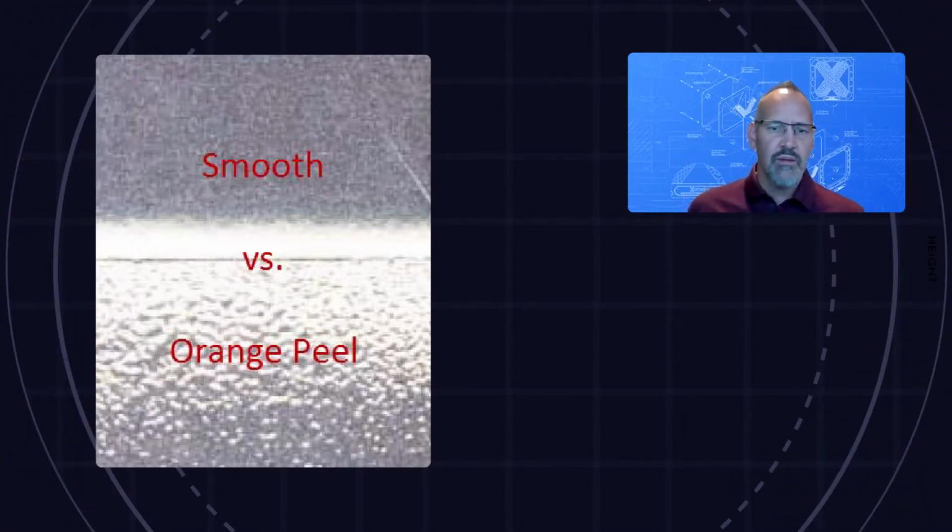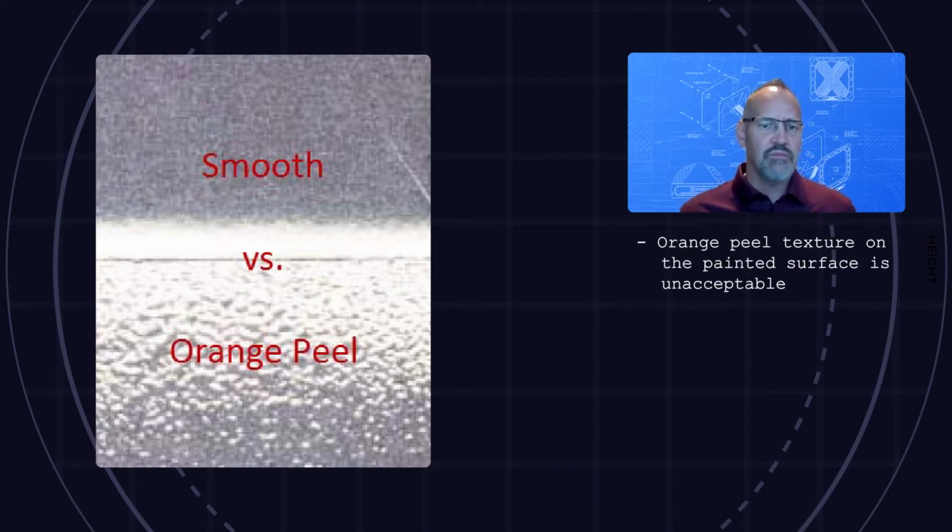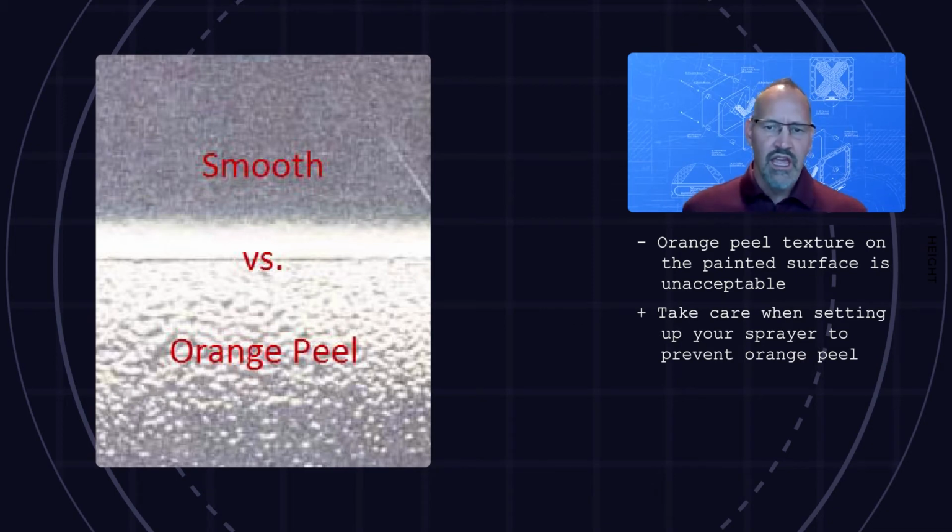What we see here in image 1 is an excessive amount of orange peel texturing paint painted onto the surface. Orange peel texturing on a painted surface is not permissible and does not meet the workmanship standard. Take care in setting up your sprayer to prevent orange peel. Painted surfaces should be smooth.